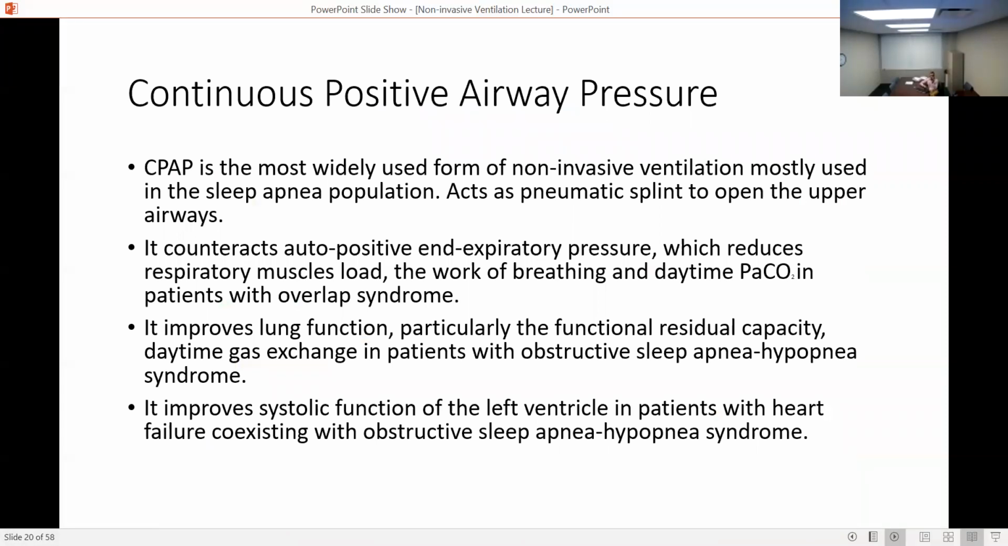So CPAP is the most widely used form, and again, it acts as a pneumatic splint. It can counteract auto-PEEP and can reduce the respiratory muscle load and the work of breathing. It can have an impact on patients with overlap syndrome, which is COPD plus sleep apnea, and patients with obesity hypoventilation syndrome. Sometimes simple CPAP will improve their CO2 retention over time. Next slide.